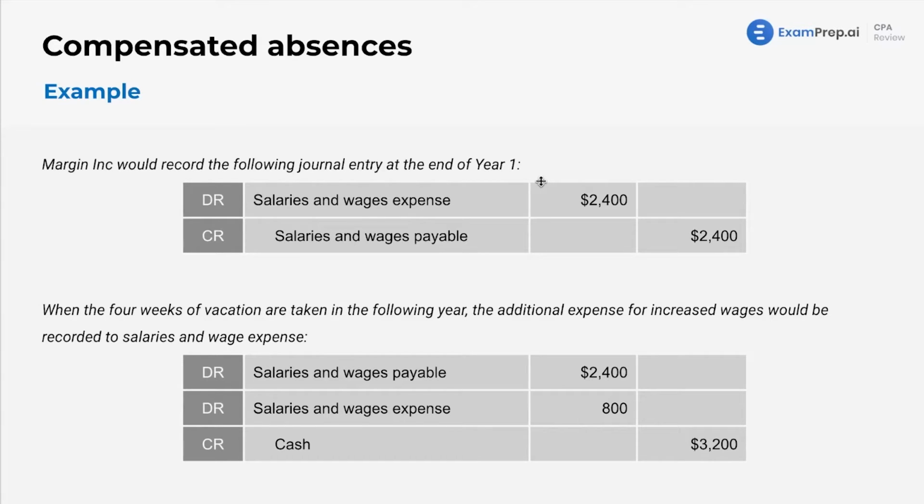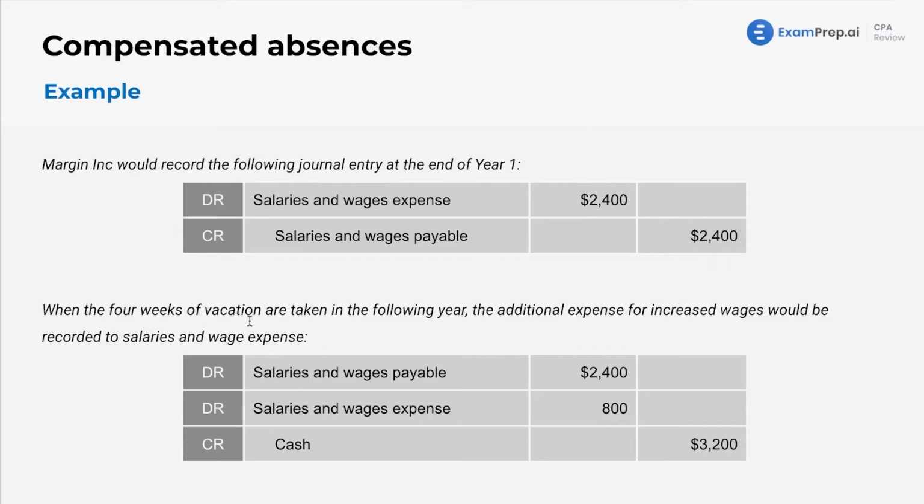As I mentioned, even if your vacation is accrued during your current salary, so if you earn it when you're making, let's say, $60,000 a year, and you work at the company all the way until you're making $120,000 a year, well, your vacation time will be paid out based on what your salary was at that time. When the 4 weeks of vacation are taken in the following year, the additional expense for increased wages would be recorded to salaries and wage expense.